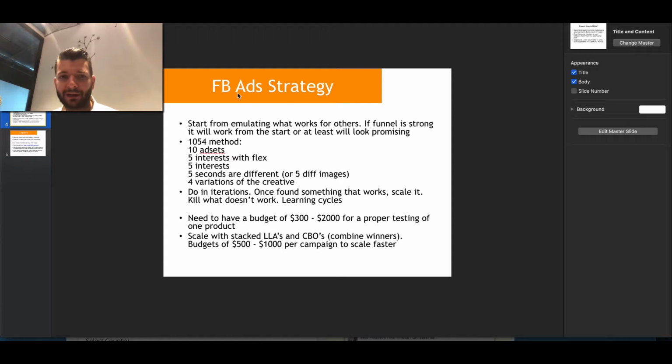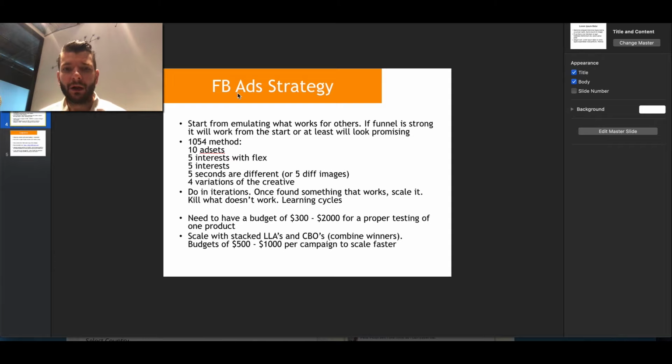For Facebook ad strategy, we start with the 1054 method, which is 10 ad sets. We have 5 interests with flags, and 5 regular broad interests. Because we're going after wide niches, it's easy for us to target. We just go after broad niches and they convert for us. Then the first 5 seconds are different, right?